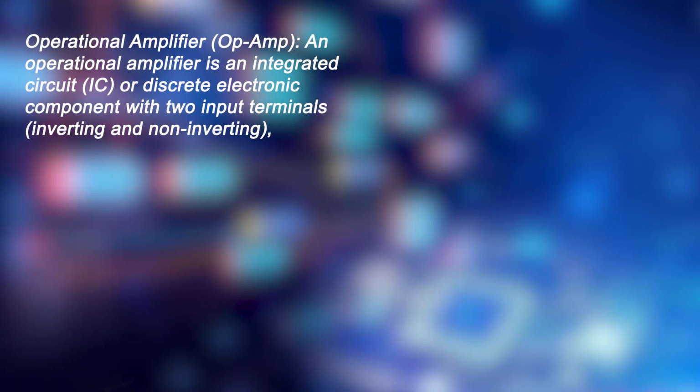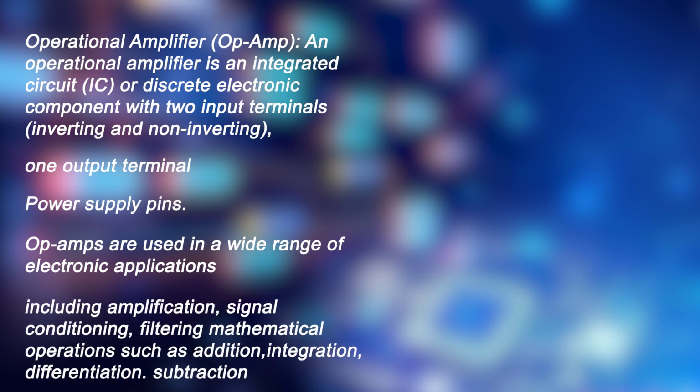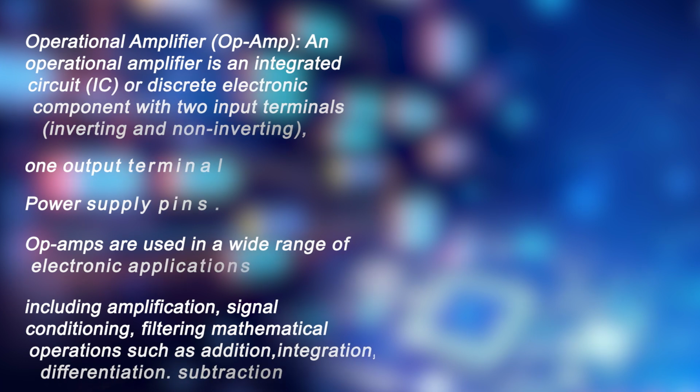Here is the basic definition of op-amp, that is, operational amplifier. An operational amplifier is an integrated circuit or discrete electronic component with two input terminals, that is inverting and non-inverting, one output terminal and power supply pins. It is designed to amplify the voltage difference between its two input terminals and produce an output voltage that is typically much higher than the input voltage. Op-amps are used in a wide range of electronics applications, including amplification, signal conditioning, filtering and mathematical operations such as addition, subtraction, integration, differentiation. The key characteristics and features of op-amps are: first, high gain.